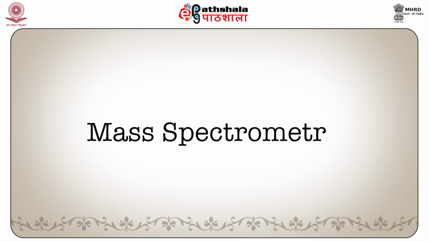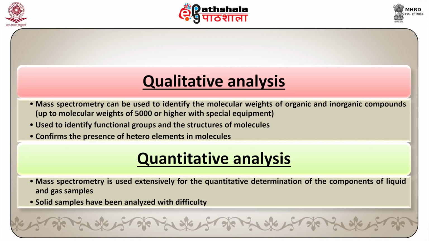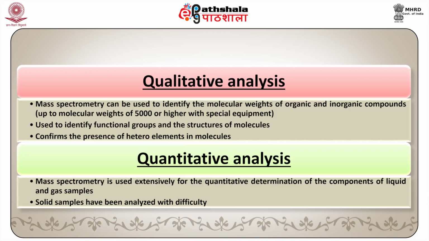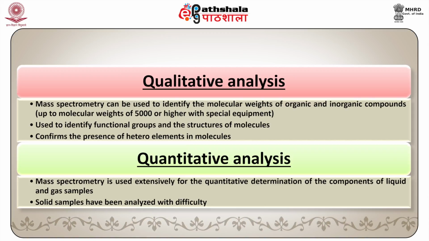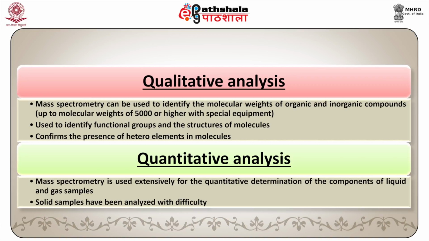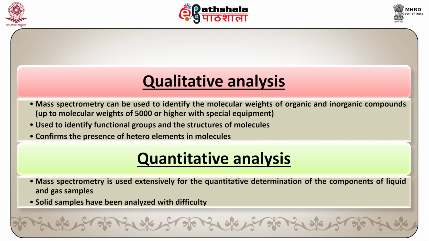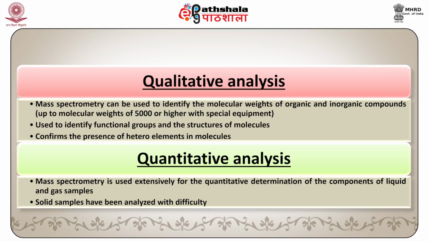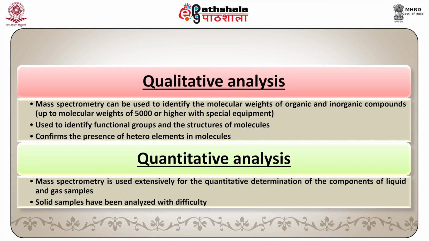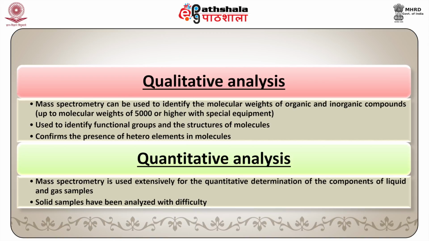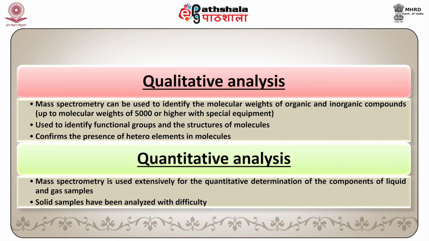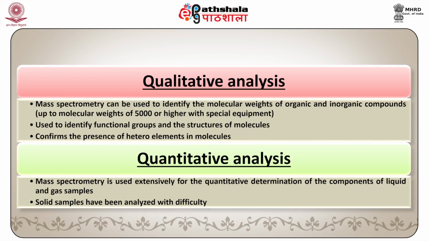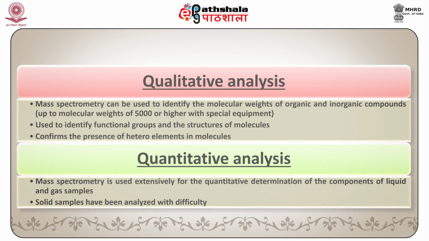Next is mass spectrometry. Qualitative analysis. Mass spectrometry can be used to identify the molecular weights of organic and inorganic compounds up to molecular weights of 5,000 or higher with special equipment. It is used to identify functional groups and the structure of molecules. It confirms the presence of hetero elements in molecules. Next is quantitative analysis. Mass spectrometry is used extensively for the quantitative determination of the components of liquid and gas samples. Solid samples have been analyzed with difficulty.